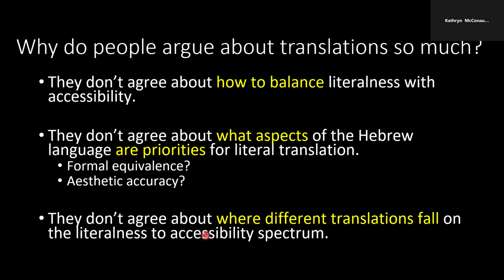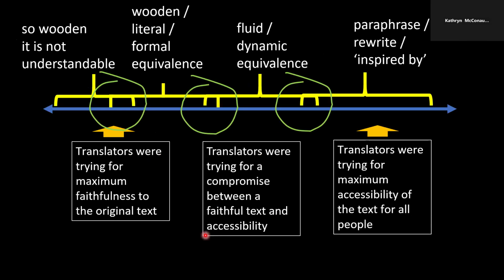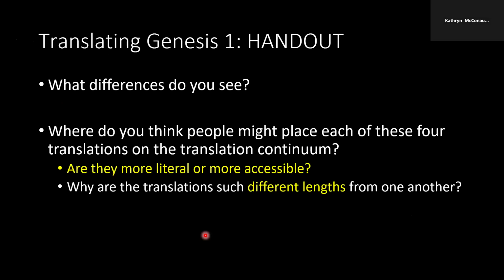There's a whole range of translations and a whole range of choices that people can make in between a complete paraphrase, where you've gone for maximum accessibility and have really not cared about the original text all that much, and formal equivalence. There's a whole world in between there. So, if you think about this, translating the Hebrew Bible is difficult, and there are a lot of choices you have to make.